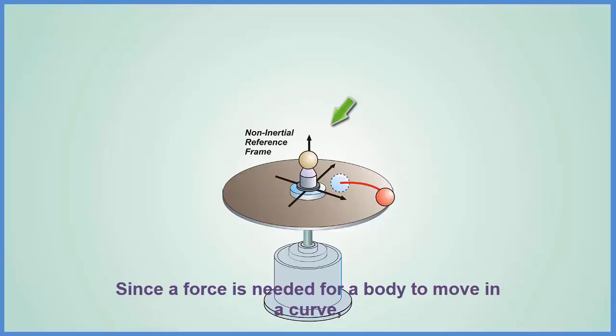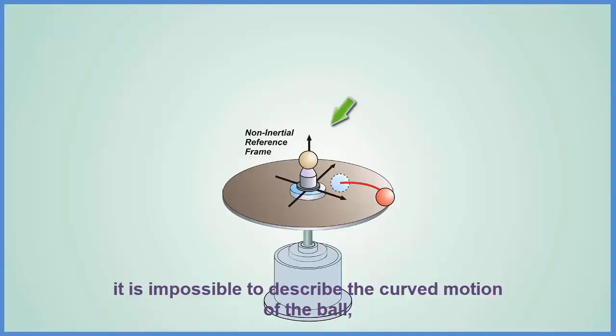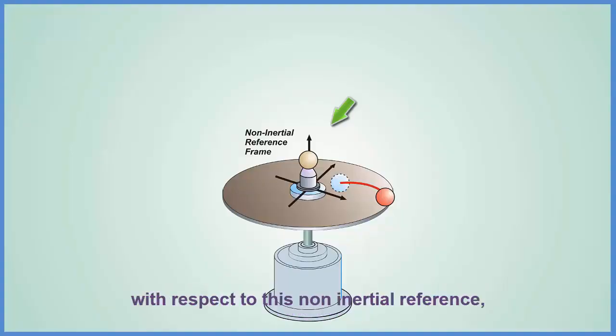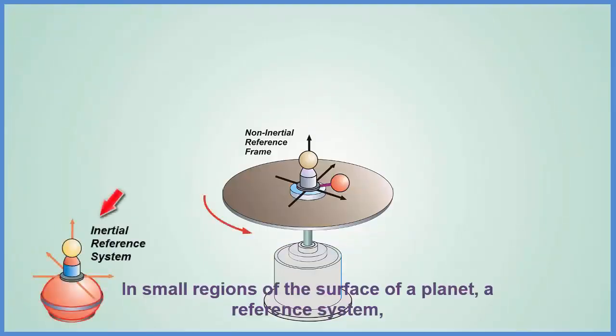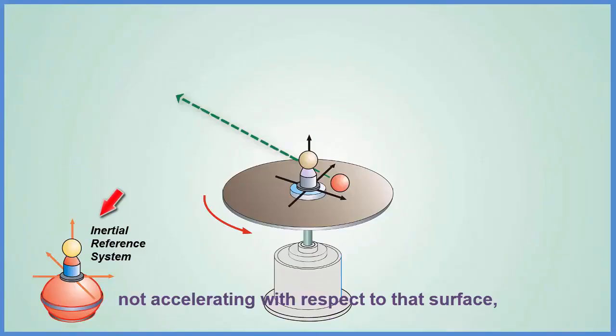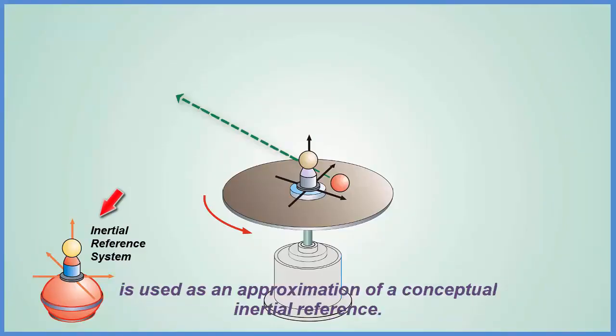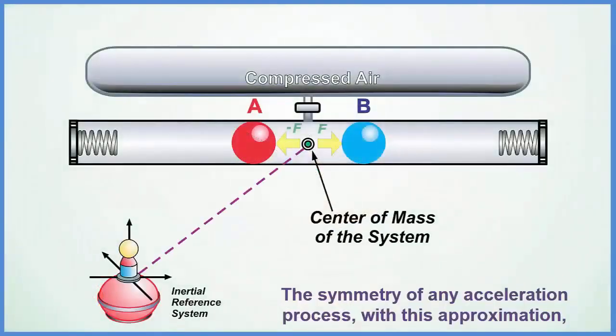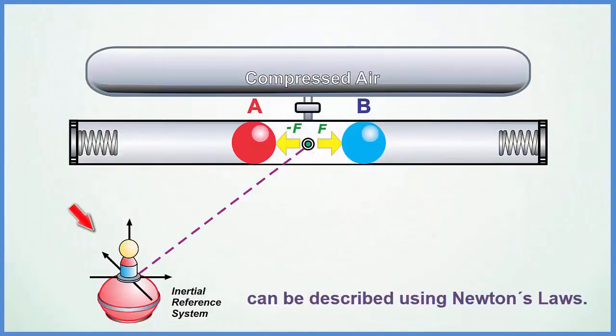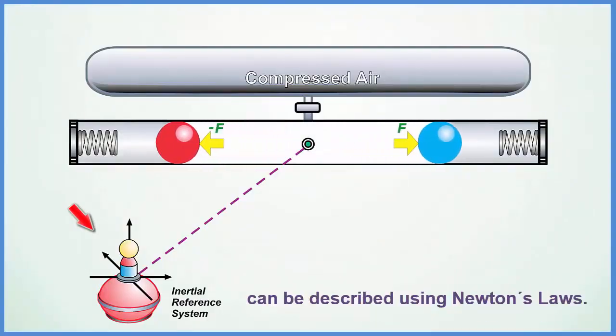Since a force is needed for a body to move in a curve, it is impossible to describe the curved motion of the ball with respect to this non-inertial reference using Newton's third law. In small regions of the surface of a planet, a reference system not accelerating with respect to that surface is used as an approximation of a conceptual inertial reference. The symmetry of any acceleration process with this approximation can be described using Newton's laws.